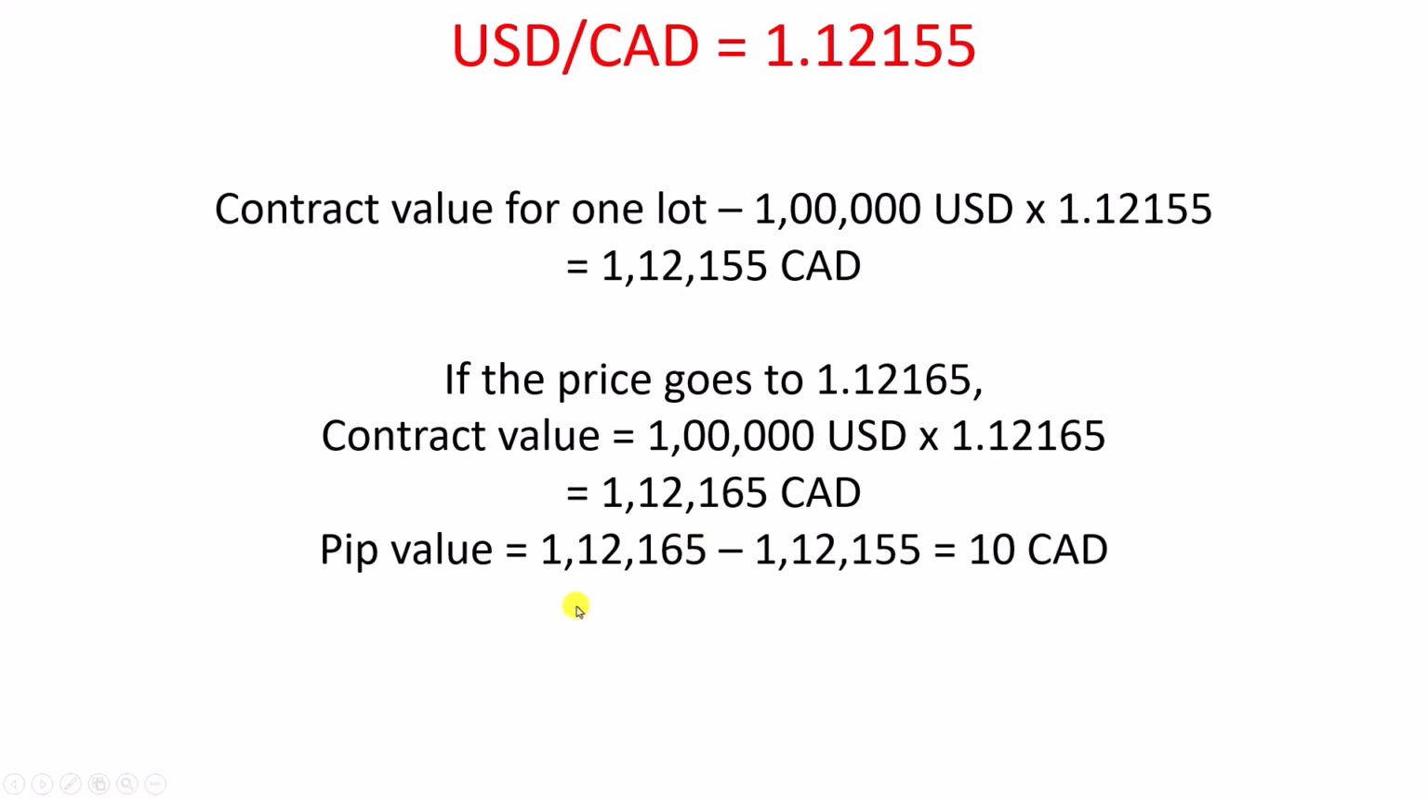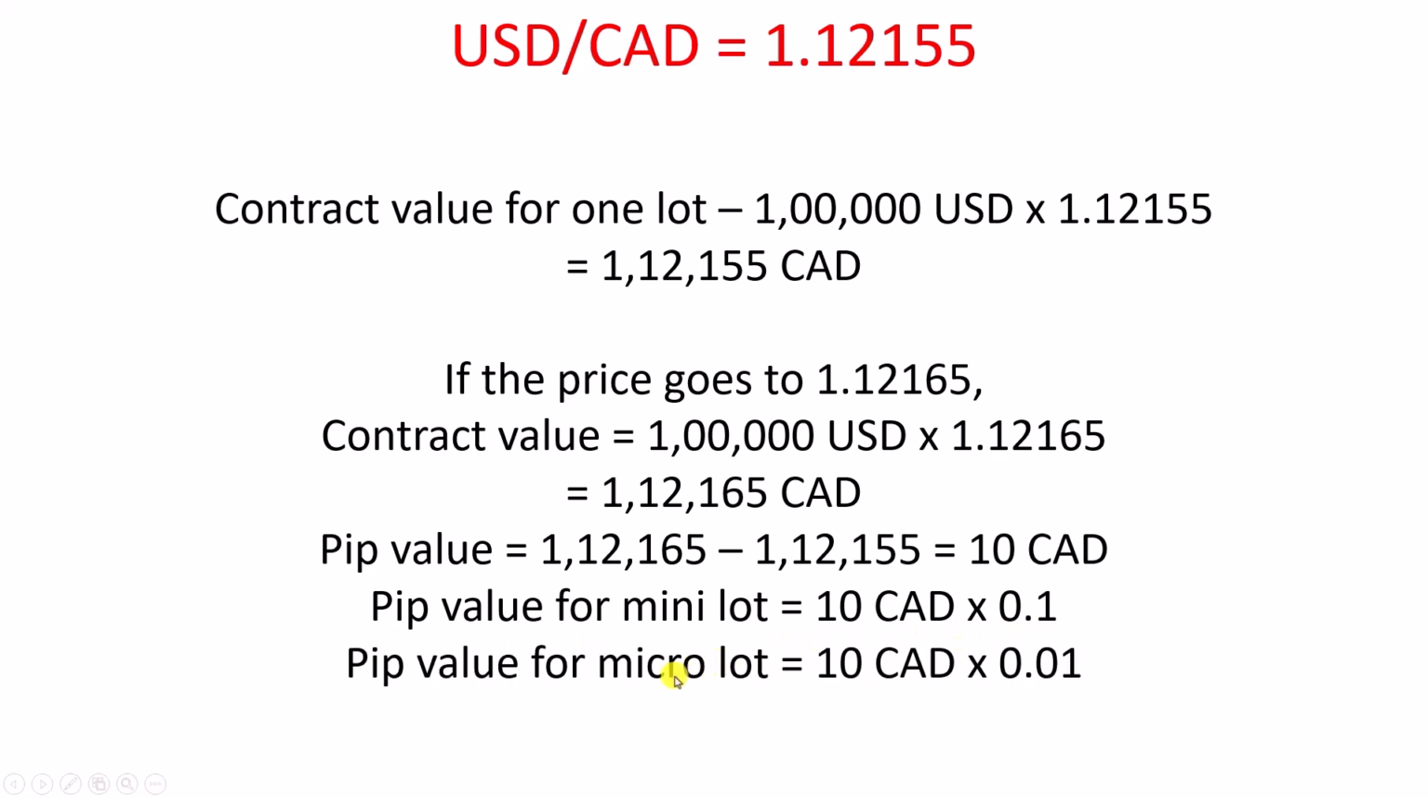Now if you had bought a mini lot, then your profit would have been 10 into 0.1. What is this? I hope you remember. Mini lot is denoted by 0.1, correct? So 0.1 into 10 CAD, or in other words, mini lot is 10 times lesser than standard lot, correct? So this would be your profit, or the pip value would be this much.